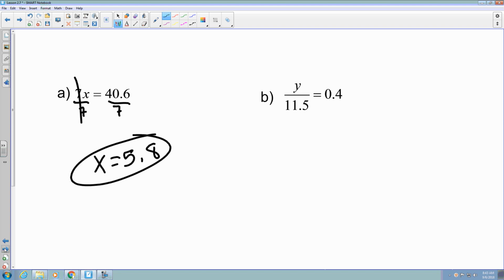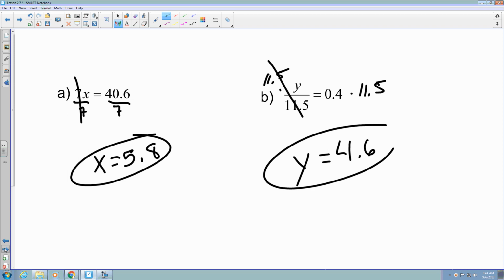If we look at b in this scenario, for us to get y by itself, I have to multiply 11.5 to both sides. That cancels out to be 1, so that's why I can get y by itself over here. So 0.4 times 11.5 gives me 4.6.